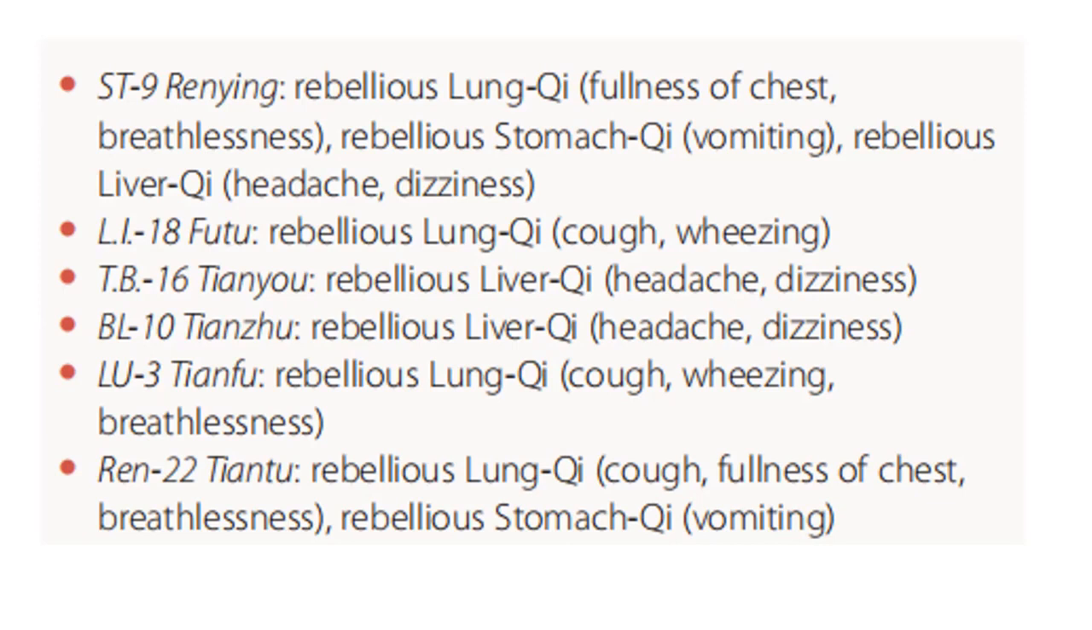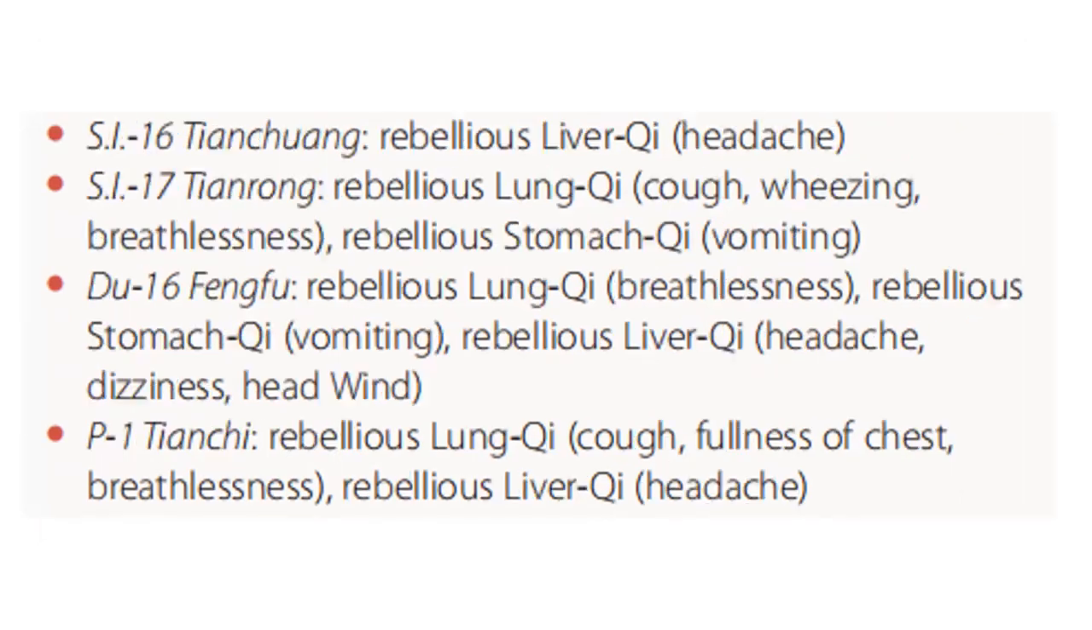LI18: rebellious lung qi, cough, wheezing. TB16: rebellious liver qi, headache, dizziness. Bladder 10: rebellious liver qi, headache, dizziness. Lung 3: rebellious lung qi, cough, wheezing, breathlessness. Ren 22: rebellious lung qi, cough, fullness of chest, breathlessness; rebellious stomach qi, vomiting. SI16: rebellious liver qi, headache.